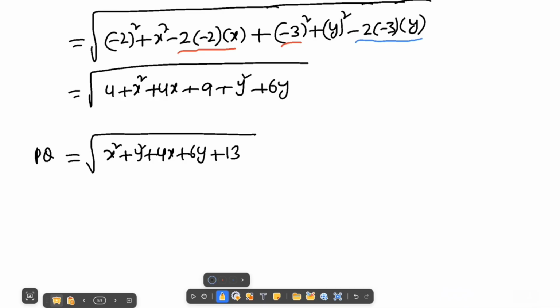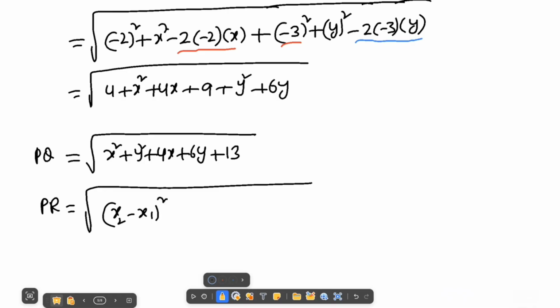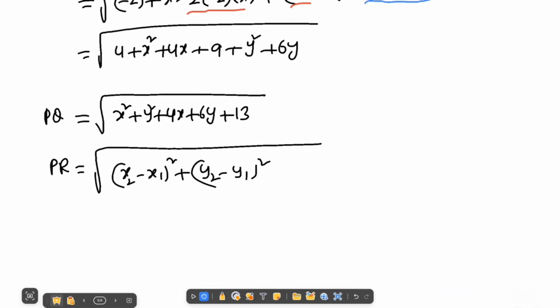Next, PR value, same formula: x2 minus x1 whole square plus y2 minus y1 whole square. So here in PR, what is x2, what is x1? Let's find out.